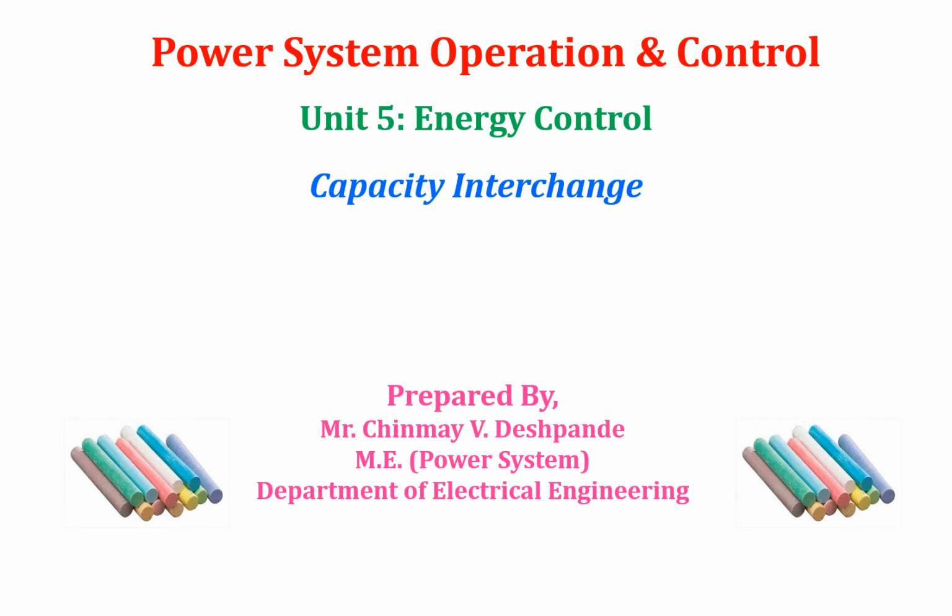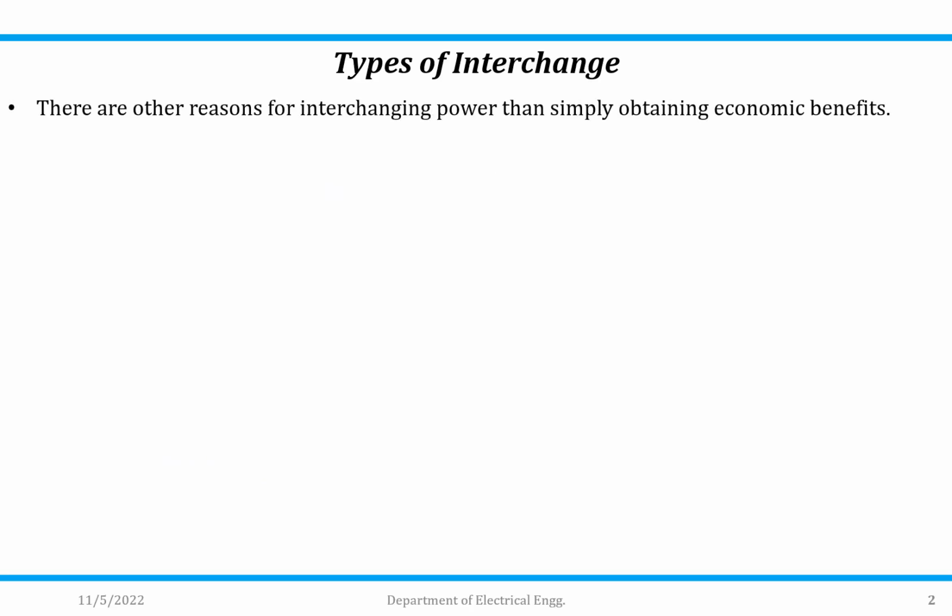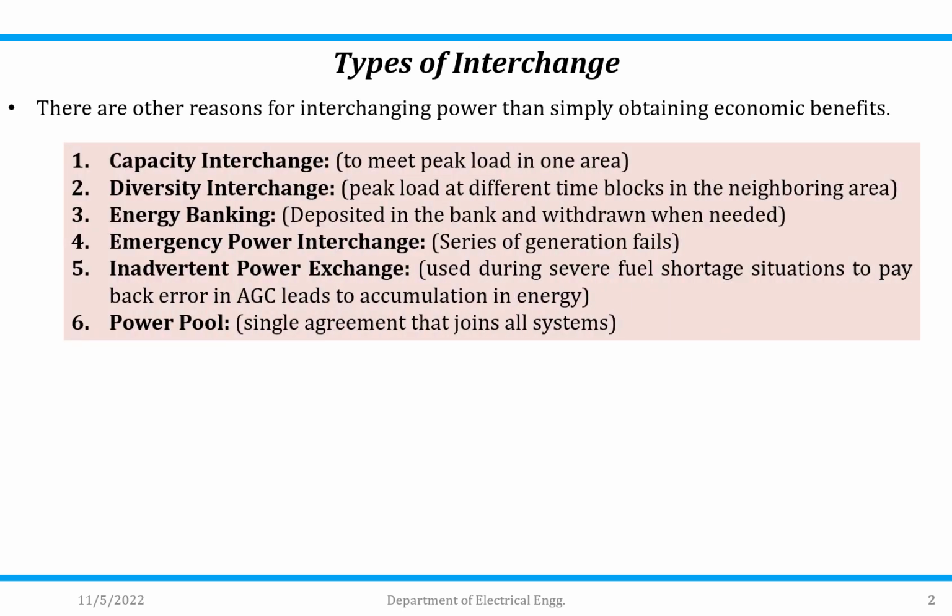In this video lecture, we are going to discuss a topic from energy control. The name of the topic is capacity interchange. Let's have a discussion about the types of interchange which take place during the interchanging of power. First one is capacity interchange. The meaning is nothing but to meet the peak load in one area.